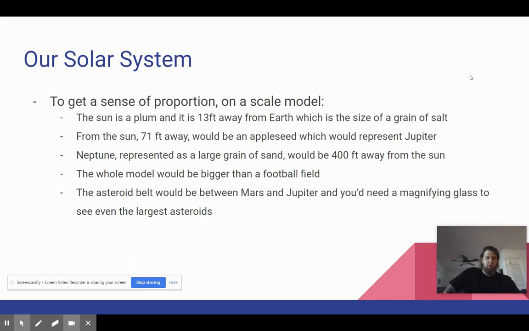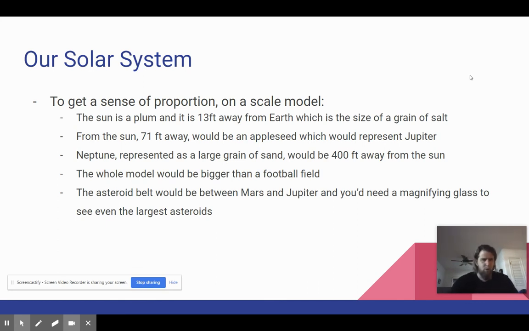And then the whole model, if we wanted to do our entire solar system, would be bigger than a football field. That shows you the scale of just our solar system, not even our galaxy or our local group. Neptune would be represented by a grain of sand that would be 400 feet away from the sun. So, I mean, these are massive scales we're talking about here. And the asteroid belt would be between Mars and Jupiter, and you need a magnifying glass to see even the largest asteroids. That's just because they are fragments of other celestial bodies.